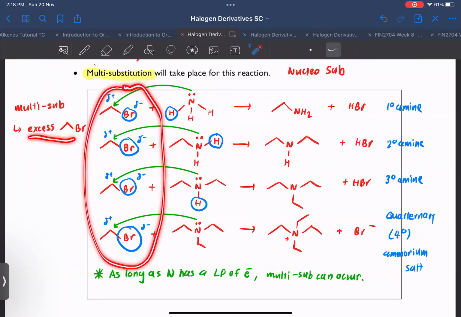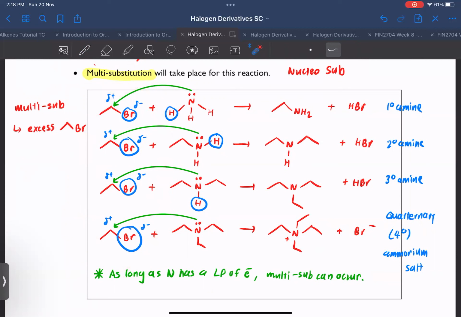That's why excess halogenoalkane. What does excess halogenoalkane mean? If this is an excess, ammonia must be limited. One or the other. If one is excess, the other must be limited. That's why limited ammonia will actually give you multi-sub, even though that's not very intuitive. But that's actually the case here.